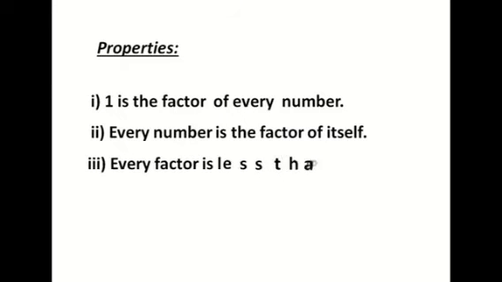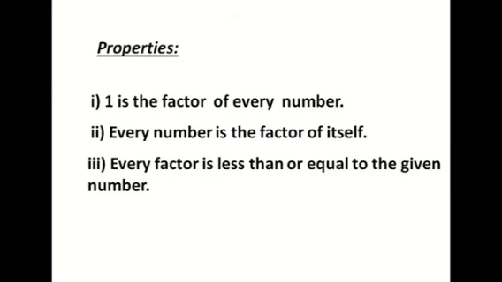And the third point is every factor is less than or equal to the given number. If you take the previous examples for reference, you can see the factors of 8 you got as 1, 2, 4 and 8. So all the factors are either less than or equal to 8. So 1, 2 and 4 are less than 8 and 8 is a factor of 8 itself, so it is equal to 8. If you think of 15, 1, 3 and 5 are less than 15, whereas 15 itself is equal to 15. So every factor is less than or equal to the given number.